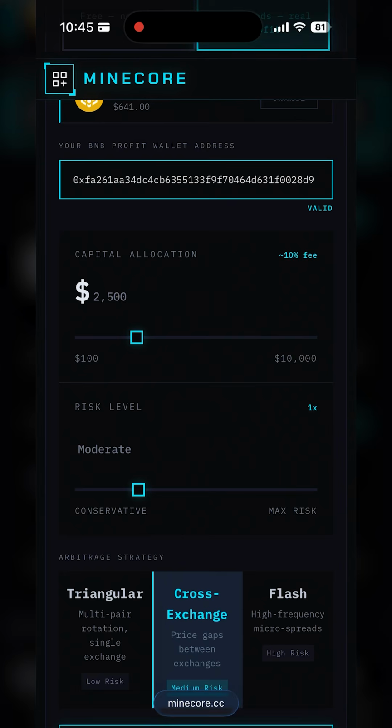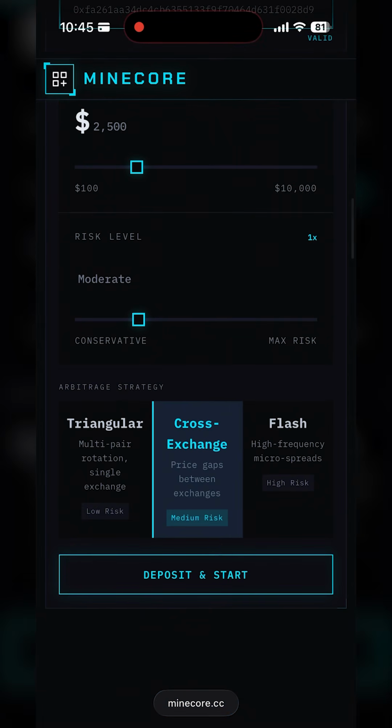That feels appropriate. And risk level is directly below, and I want to address this properly because I've watched a lot of people just drag this slider without thinking about what it does. This setting controls how selective the system is about which trades it takes. At lower values, it only acts on the cleanest, most confident opportunities, tight spreads, high certainty. At higher values, it starts operating in murkier conditions where spreads are wider and confidence is lower.